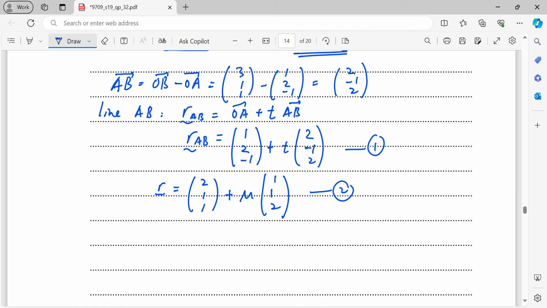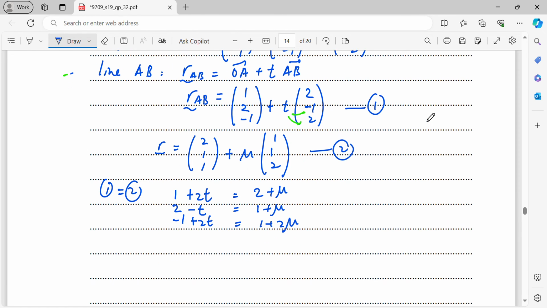So first equals to second equation, which means 1, 2 minus 1 plus, okay, I open the bracket, so plus 2t, and then here, when you multiply in, so you get minus t, then plus 2t. It will be equals to, for the second equation, so I get 2 plus mu, then 1 plus mu, and 1 plus 2 mu. Okay, so now I will solve these three equations. Let it be third, fourth, and fifth equation.